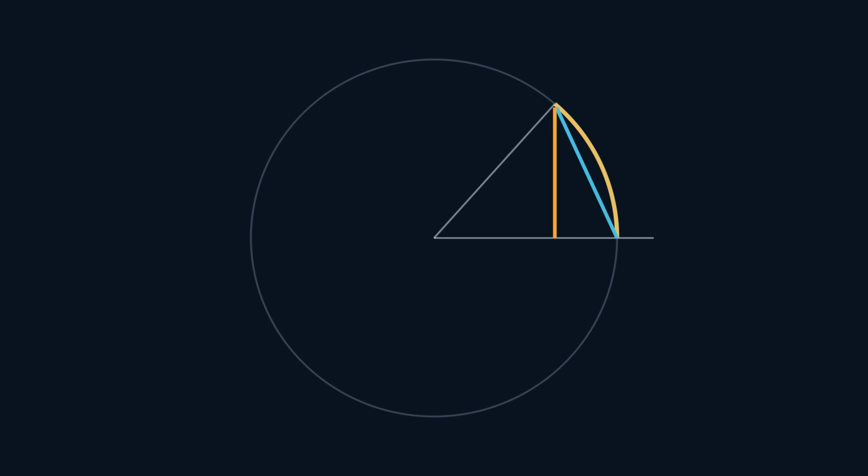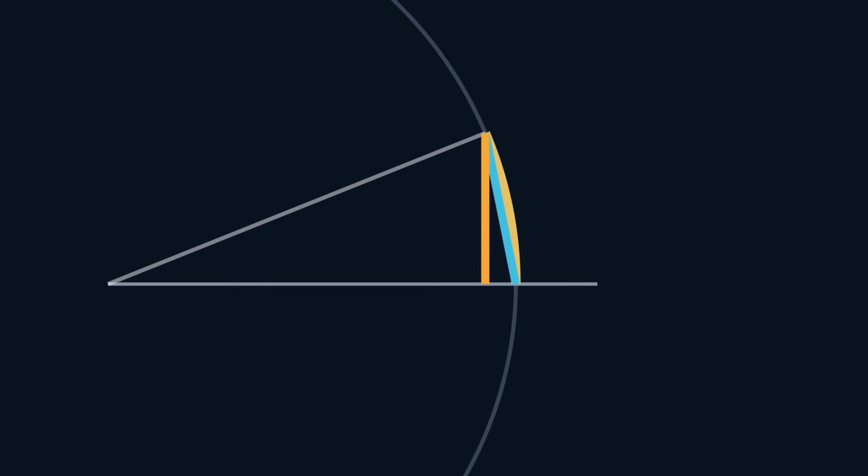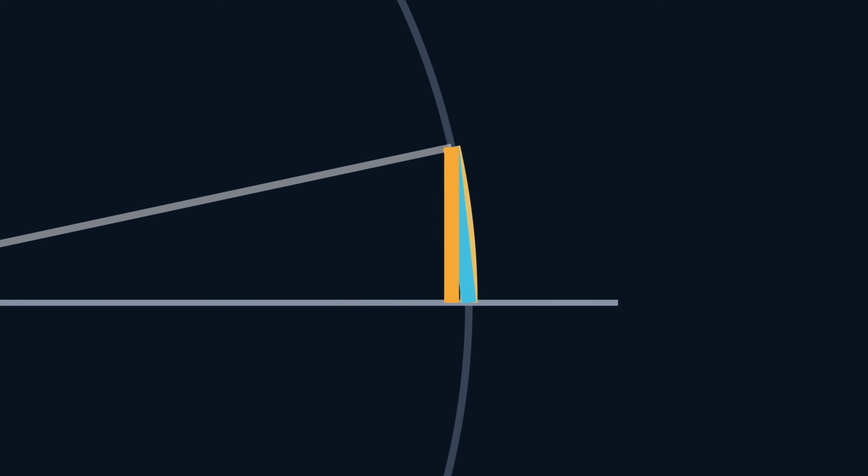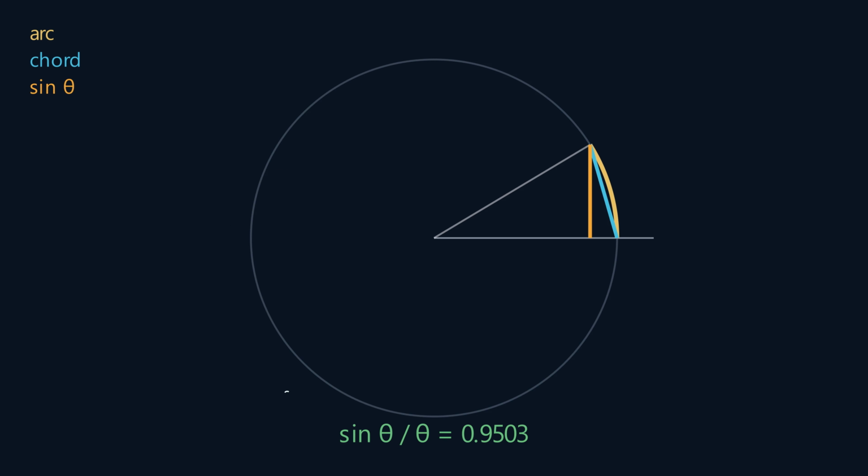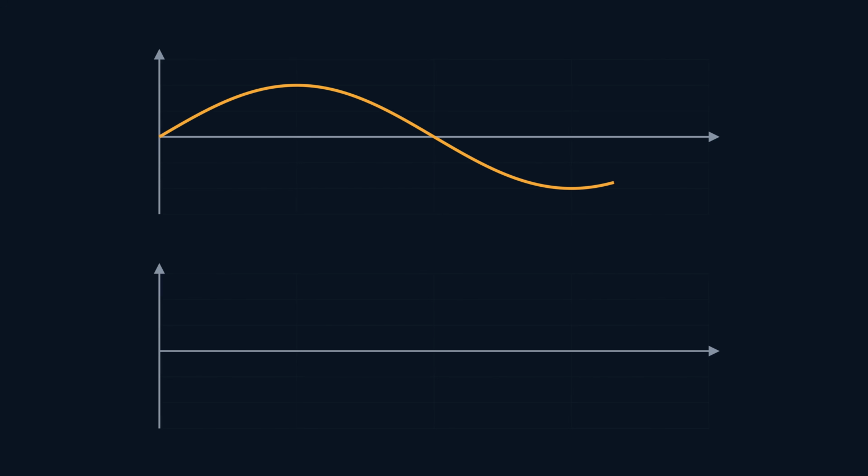Take a very small angle in radians and compare the arc, the chord, and the height. As the angle shrinks, all three become indistinguishable, which means for small angles, the sine of theta is approximately theta itself, and that approximation only works in radians. From that one limit, the derivative of sine turns out to be cosine exactly. The slope of the sine wave at every point is the height of the cosine wave at that point.